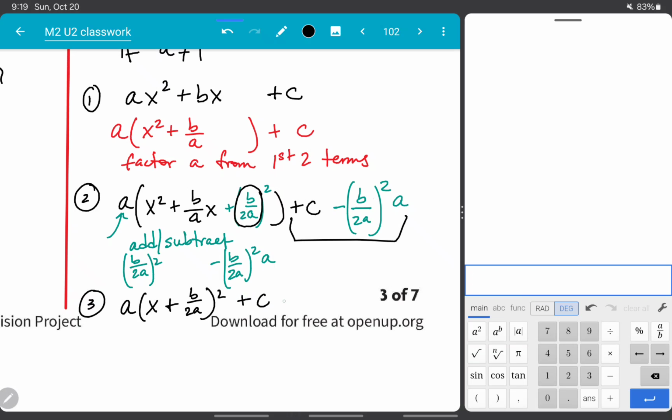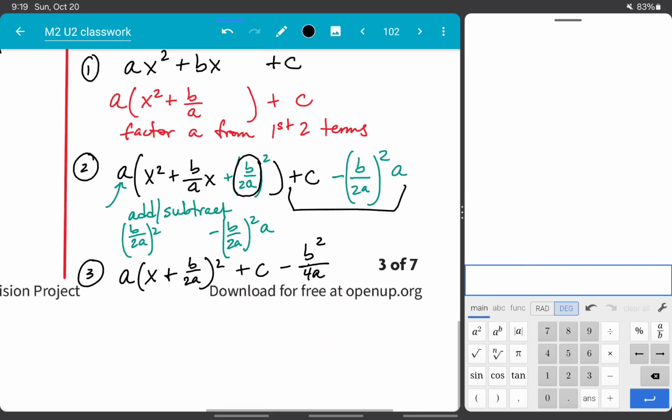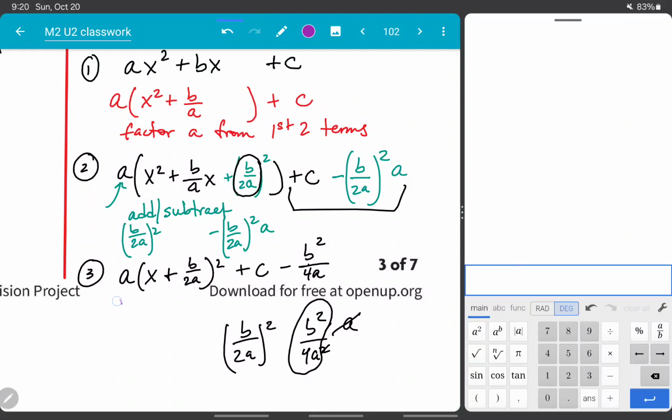So it's going to be plus c, minus b squared on the top, and on the bottom, you're going to have 4a squared, and then it's going to be multiplied by a. So this is going to simplify to 4a. And you can see that right here if you did b over 2a squared, that's b squared over 4a squared. And when you multiply by a here, one of these on the top and one of them on the bottom cancels out. So now you have b squared over 4a. And so our name for this step is going to be factor and simplify.